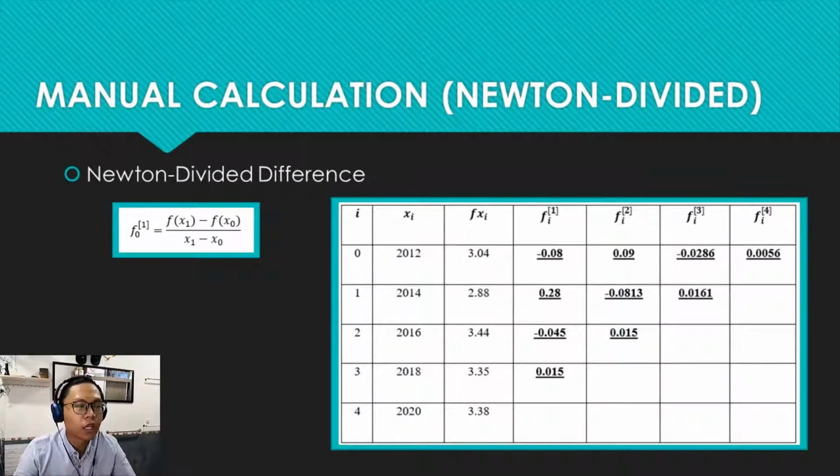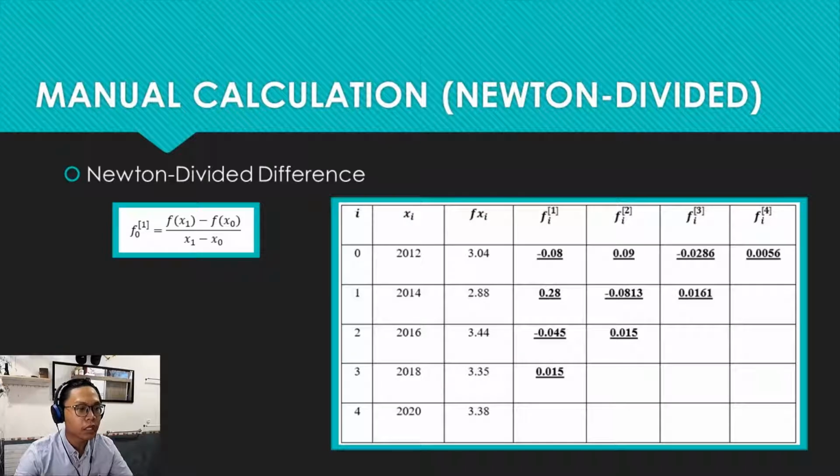Okay, next is the manual calculation for the Newton divided differences method. Based on the data before, we use all of the data. Here is the table that we use. These are the numbers, this is the year, and this is the unemployment rate.